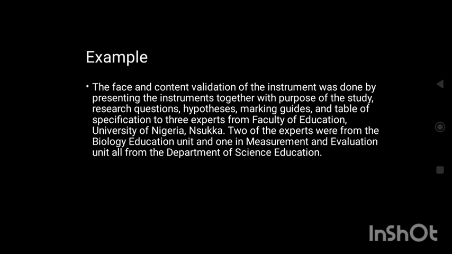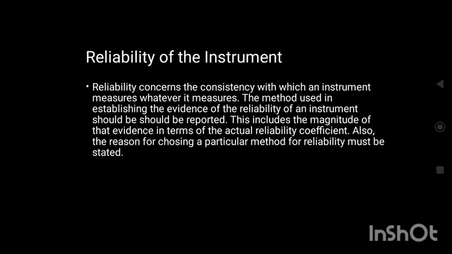Then the next one is reliability of the instrument. The reliability of the instrument concerns the consistency with which an instrument measures whatever it measures. The method used in establishing the evidence of the reliability of an instrument should be reported. This includes the magnitude of that evidence in terms of the actual reliability coefficient. Also, the reason for choosing a particular method of reliability must be stated.